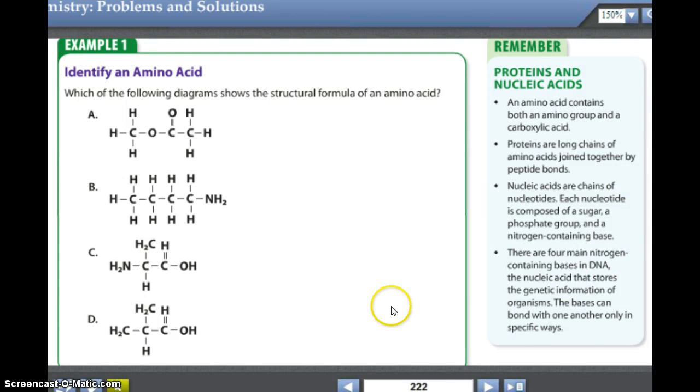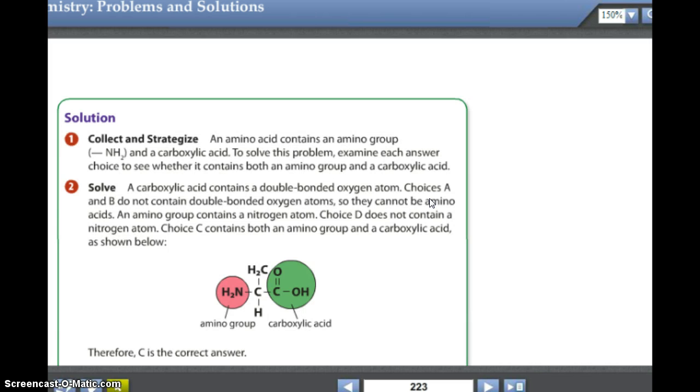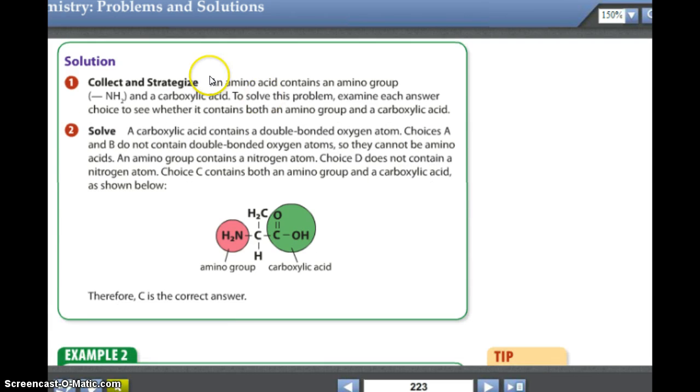All right, so which one is the structural formula for an amino acid? It says an amino acid contains an amino group, which is NH2, and a carboxylic acid. To solve this problem, examine each answer choice to see whether it contains both an amino group and a carboxylic acid. And so the answer is C. So we're looking for an amino group, carboxylic acid, and then we have an H and an R group.